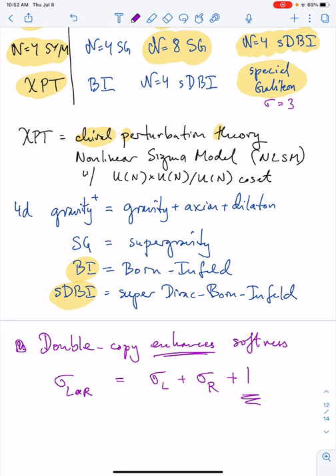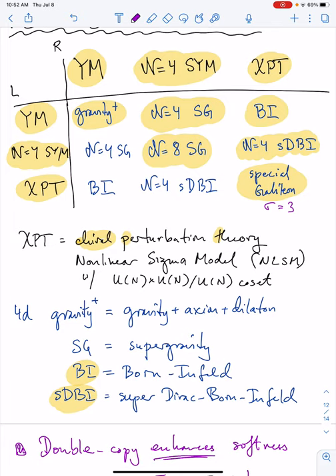Let me give you an example of this. In this nonlinear sigma model that's called pi BT, the Goldstone modes that come from an internal symmetry breaking, in that case of the U(N) times U(N) mod U(N), they have a softness which is sigma equals one. So this is vanishing soft theories with sigma equals one. So one plus one plus one equals 3, that's how you get the sigma equals 3 of the special Galileon in that model.